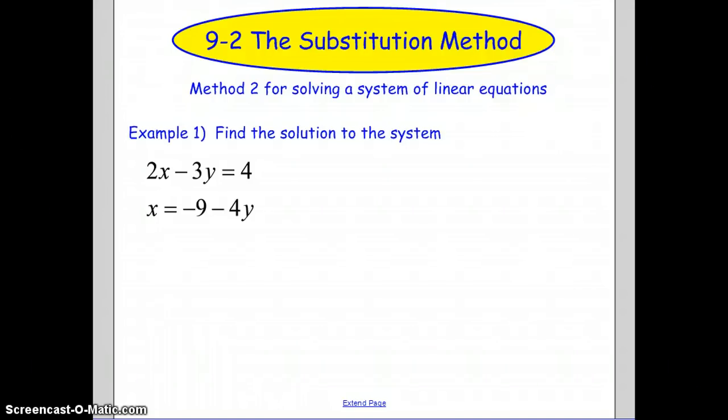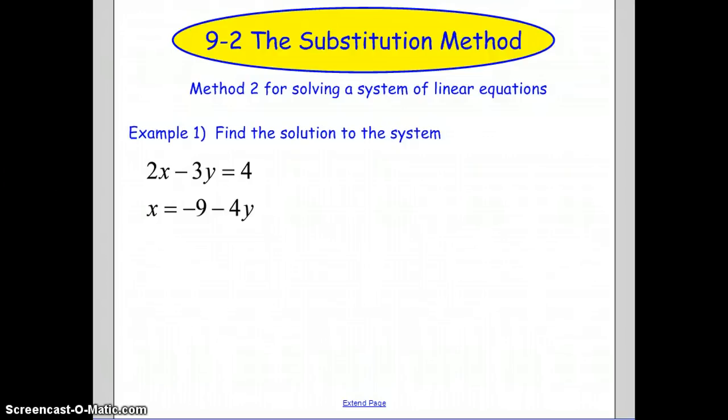Luckily, there are two different ways to solve systems of linear equations using algebra, and we're going to talk about the first one today. So method 1 for solving a system was graphing. We're going to talk about method 2 for solving a system of linear equations, which is called the substitution method.